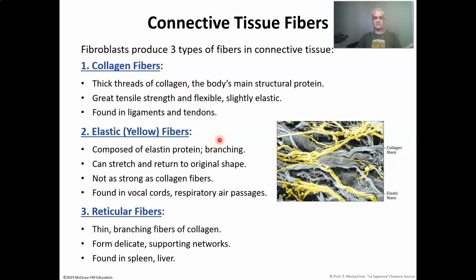Now, if I need more flexibility, I'm going to add these things called yellow fibers or elastic fibers. And as the name would imply, they're more elastic. So for example, your vocal cords, your ears, right? They're pretty flexible. They're going to have a little bit more elastic tissue and a little bit less collagen. So not as strong, but they can stretch and return to the original shape. You bet. Ears, nose, vocal cords.